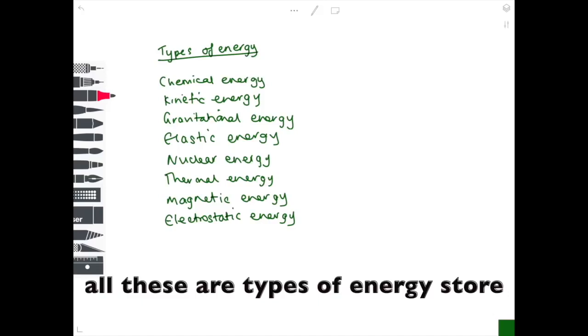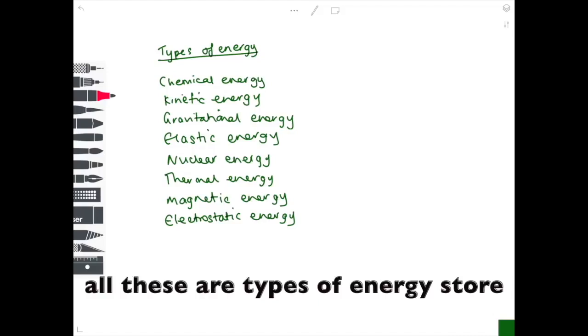So starting with chemical energy, this is to do with energy stores and it's associated with chemical bonds. And really your examples here are things like food. Remember, food is a storage of energy. The same is true for batteries. Kinetic energy. This is to do with moving an object, so anything that has movement has kinetic energy, so a man running down the road, a bus being driven along the street, they both have kinetic energy.